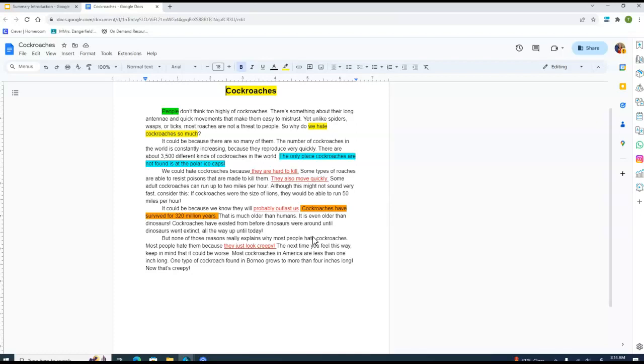But none of those reasons really explains why most people hate cockroaches. Most people hate them because they just look creepy. The next time you feel this way, keep in mind that it could be worse. Most cockroaches in America are less than 1 inch long. One type of cockroach found in the Borneo grows to be more than 4 inches long. Now that's creepy.